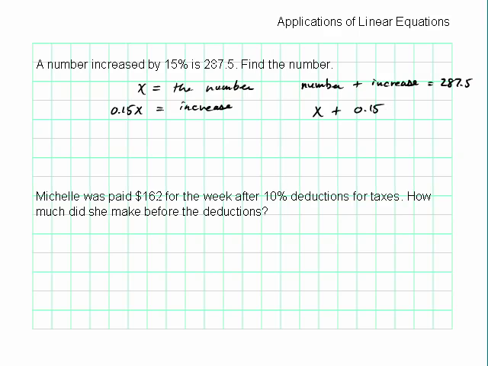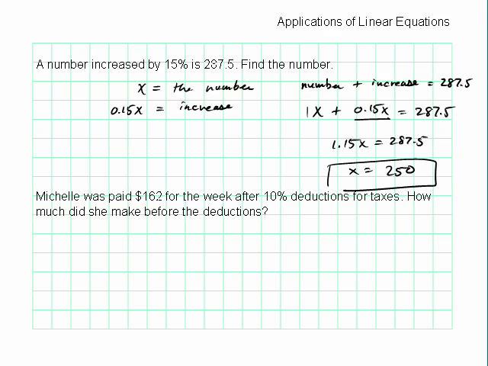A common mistake is for somebody to do that. That's not a 15% increase. That's just adding 0.15 to a number. So we want 15% of x, which is right there. That's the increase as a percentage, and that should equal 287.5. So we solve that for x. We combine our like terms. That's 1.15x equals 287.5. 287.5 divided by 1.15 is 250. And so the number we're looking for is 250.